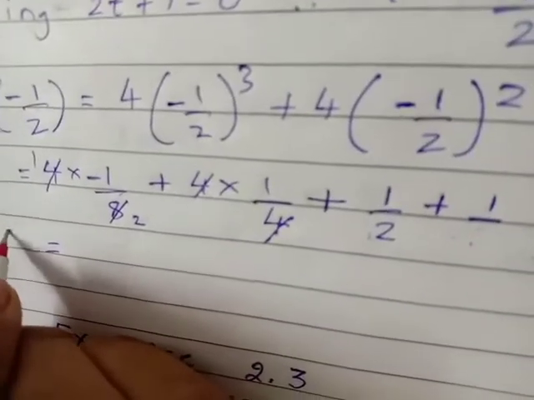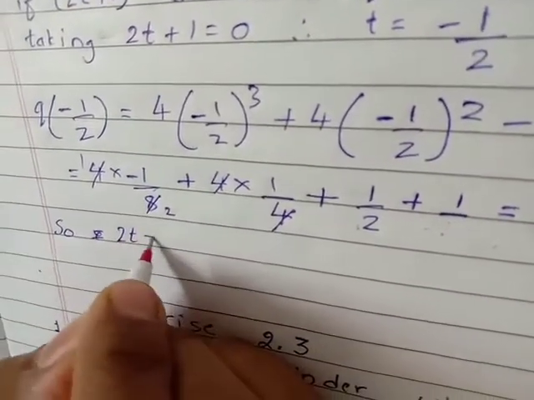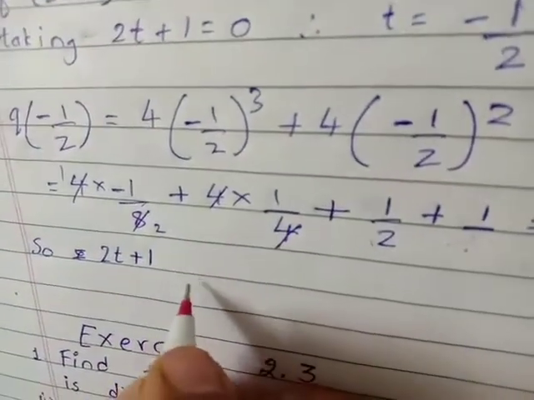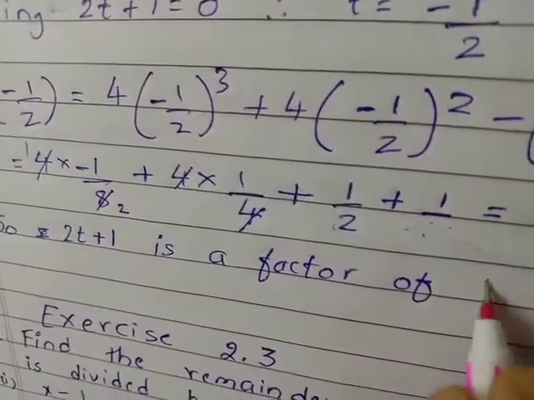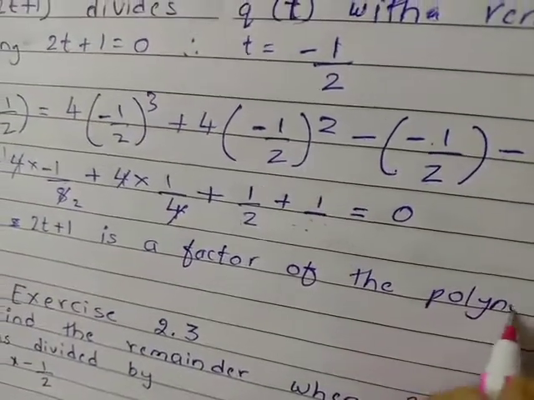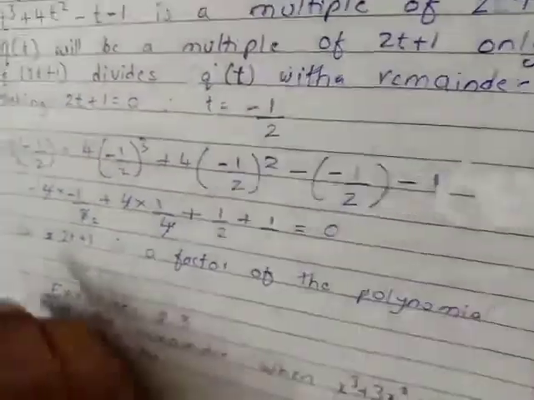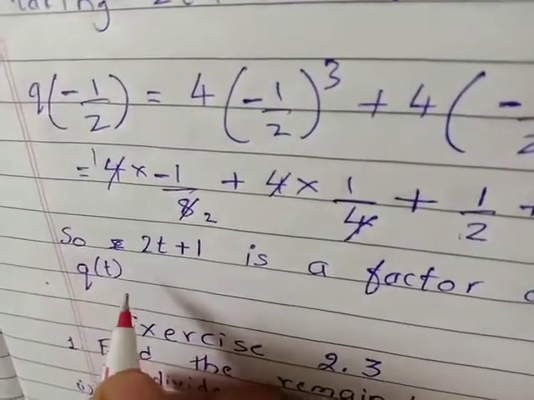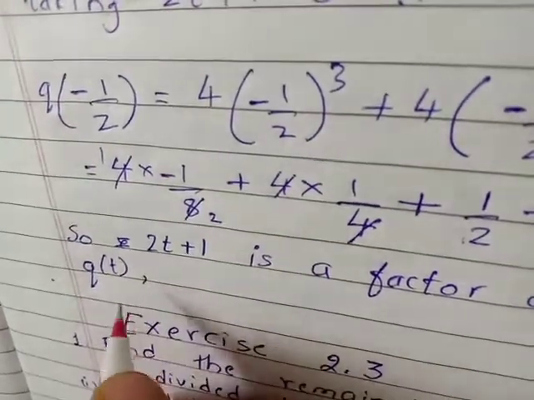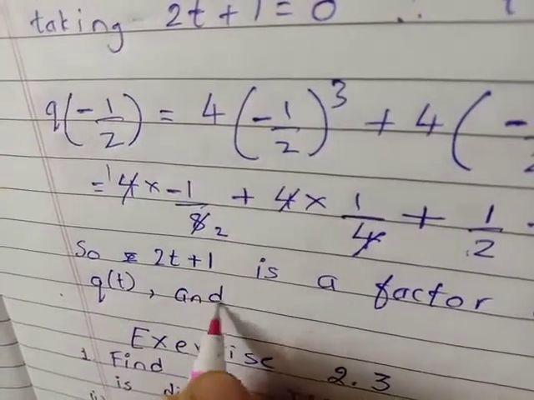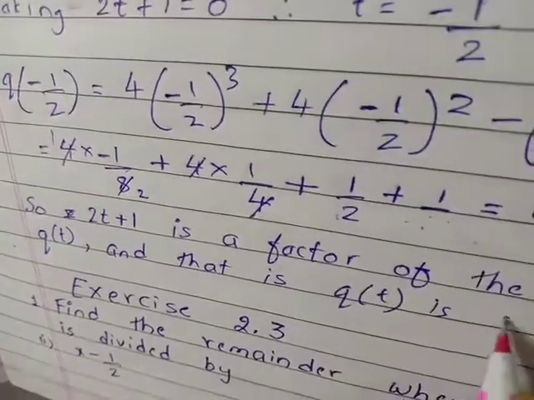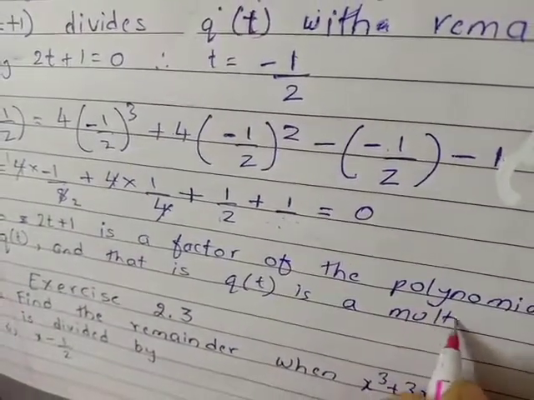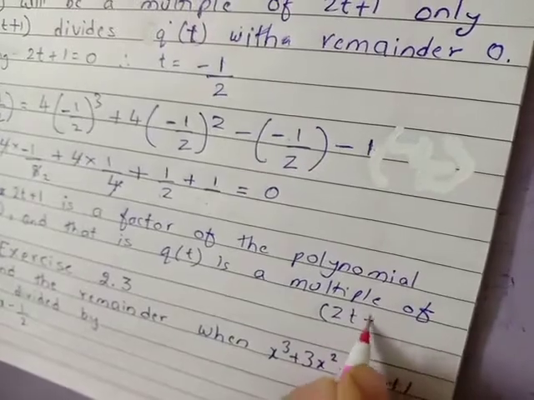How will we write? So 2t plus 1 is a factor of the polynomial q(t) and that is, q(t) is a multiple of 2t plus 1.